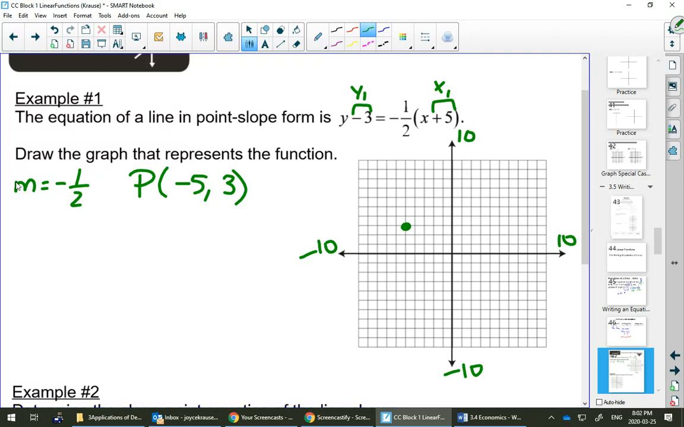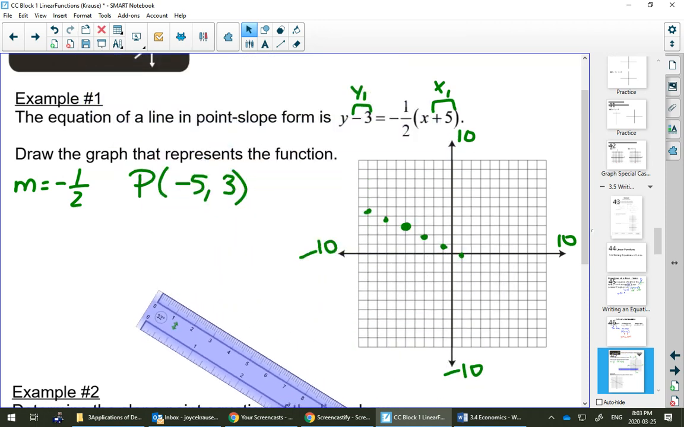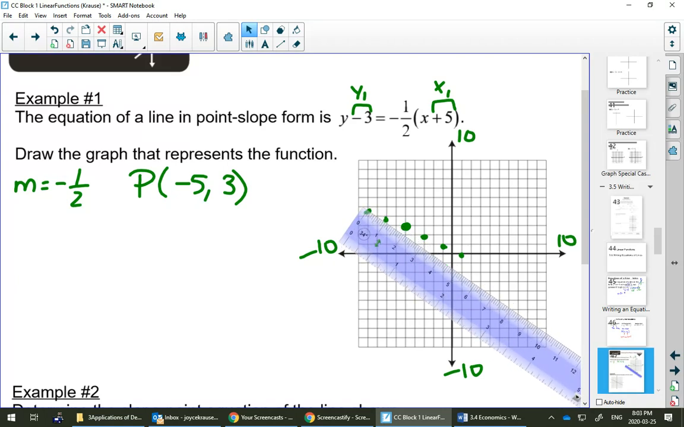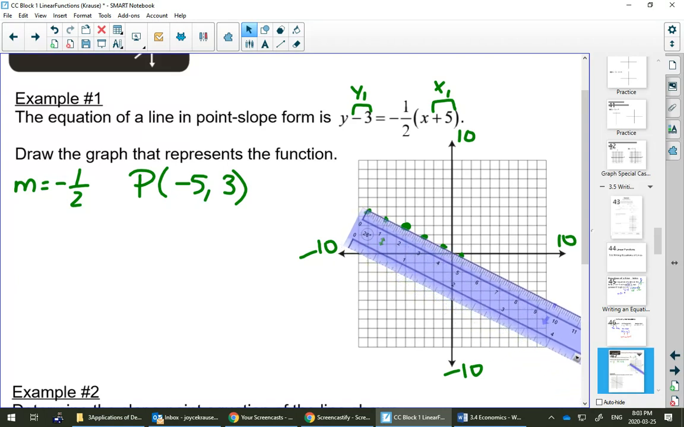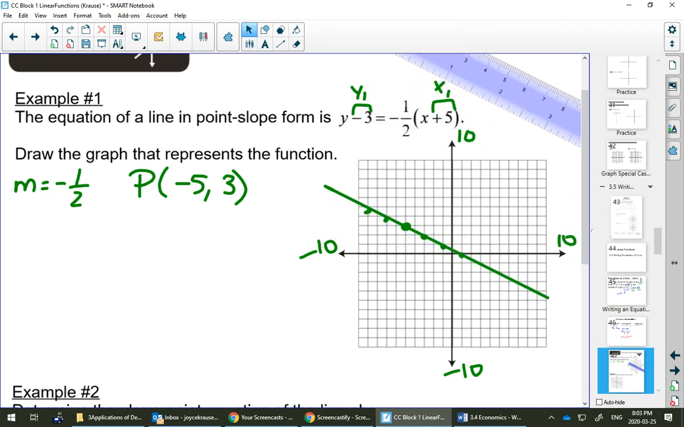And then our slope is down 1, right 2, down 1, right 2, or up 1, left 2, up 1, left 2. Again, we'll get our ruler and connect our points. I think the more I teach this unit, the more cooperative that ruler gets. All right, so there we have our equation.